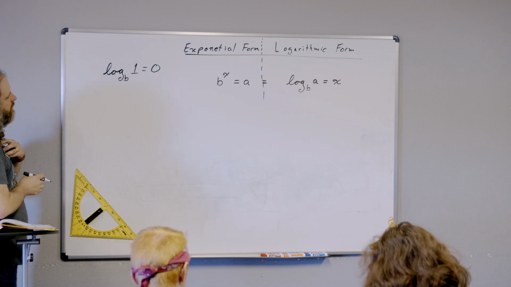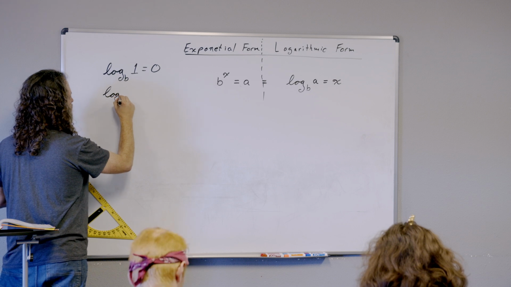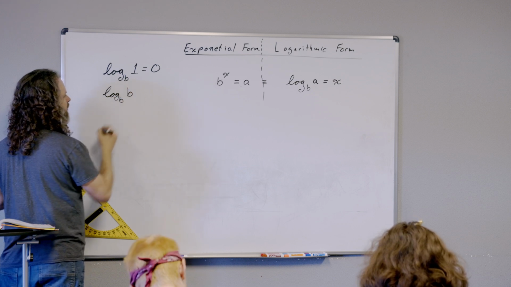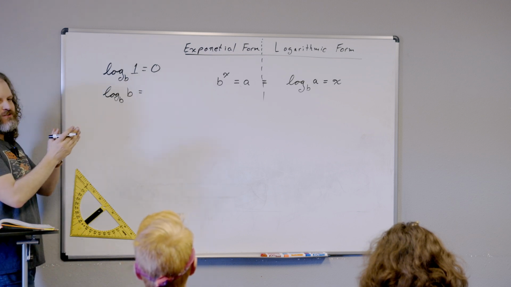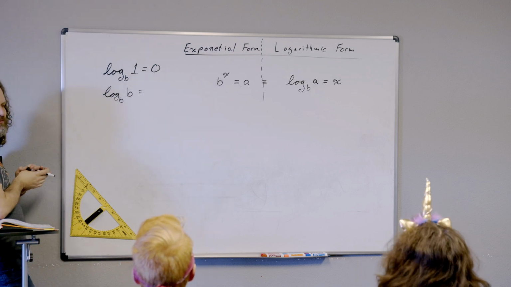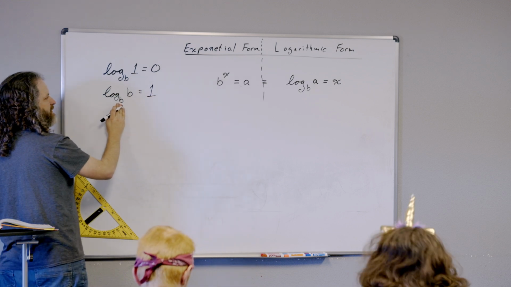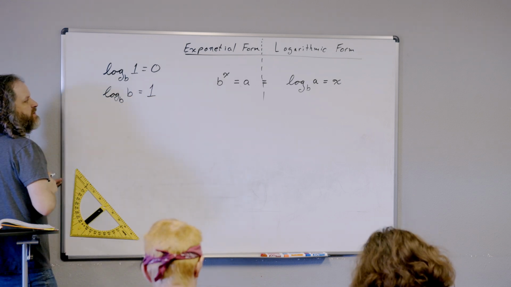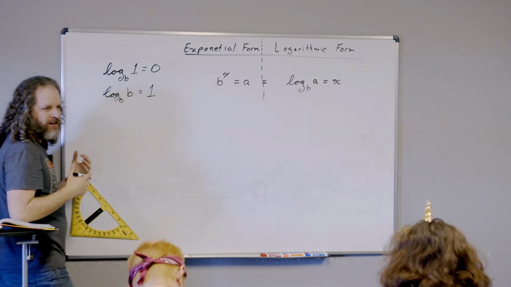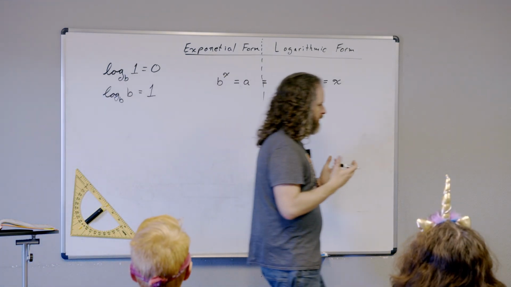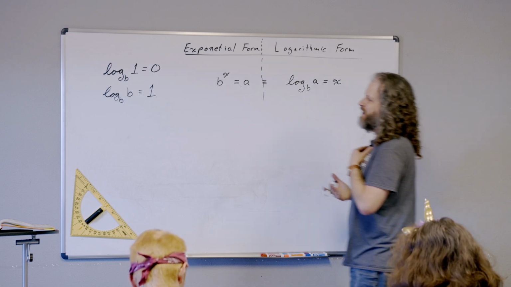Now if I have the log base b of b, what can I raise something to and get the same thing? 1. So if the base and the argument match, then it's 1. Log base 3 of 3 is 1. Log base whatever of whatever is 1, right? Easy money.